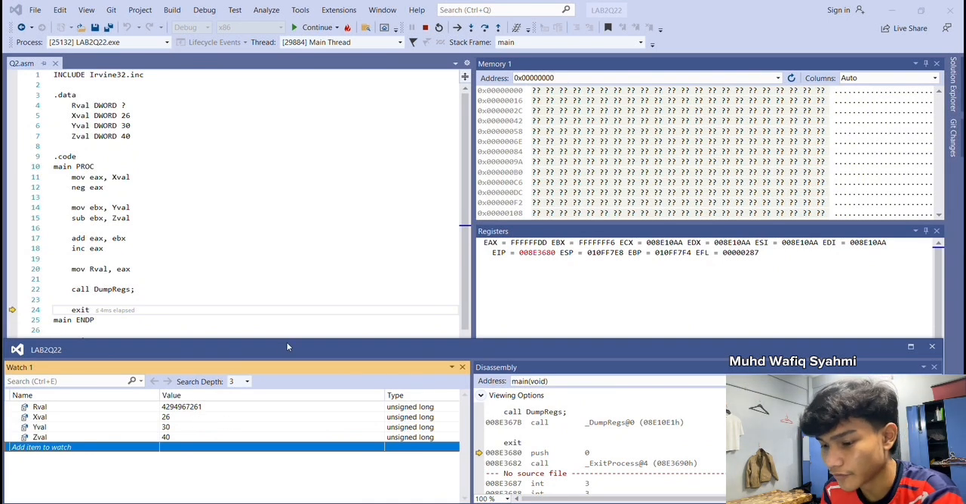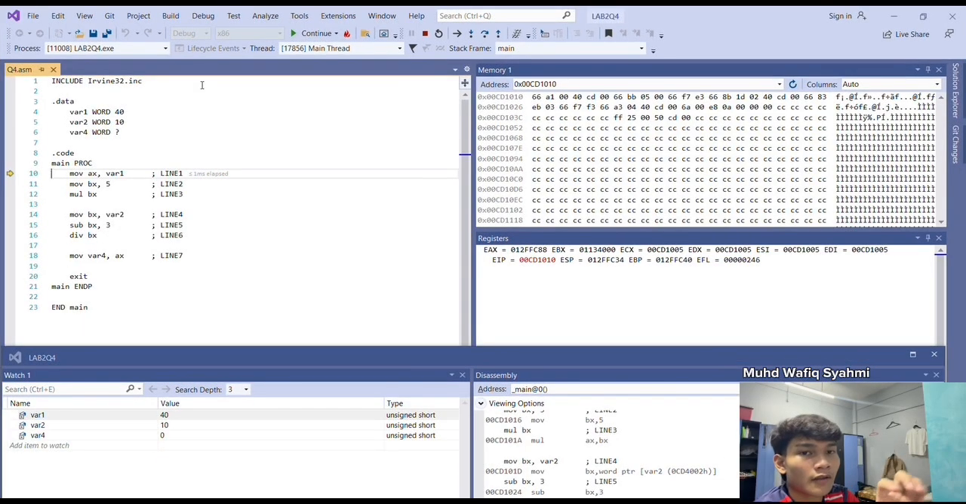However, the watch window displays 4294967261. Both values represent the same 32-bit binary pattern, FFFFFFDDh. Interpreted as signed, it is negative 35. Interpreted as unsigned, it is 4294967261. Okay, now we move to question number 4.